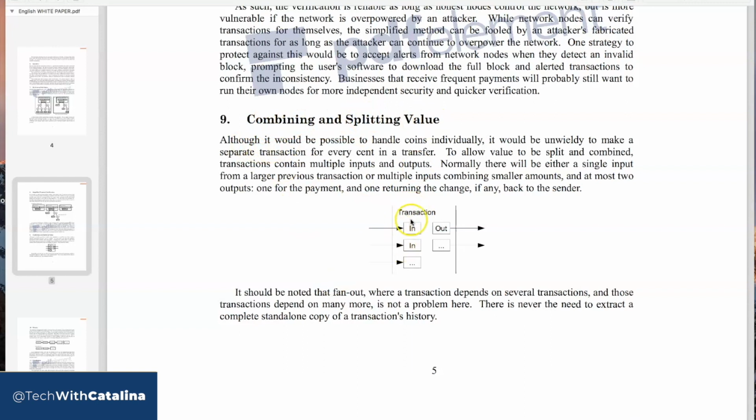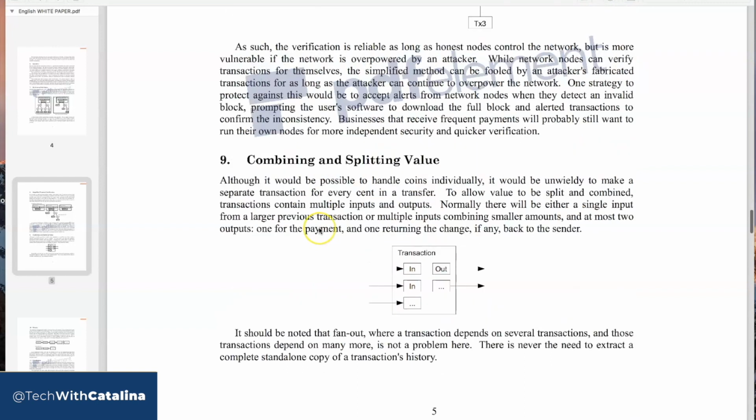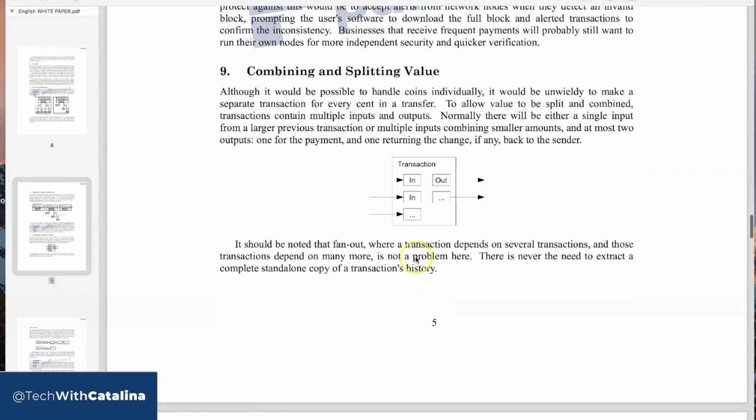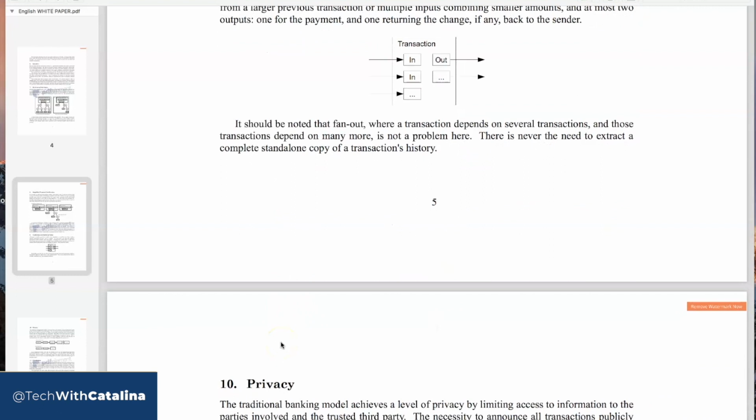Also, something that we mentioned before, Satoshi is explaining here, combining and splitting value. Here, Satoshi is talking about transactions, and the transactions have inputs and outputs. You can read it yourself, but it's basically what we learned before as well.